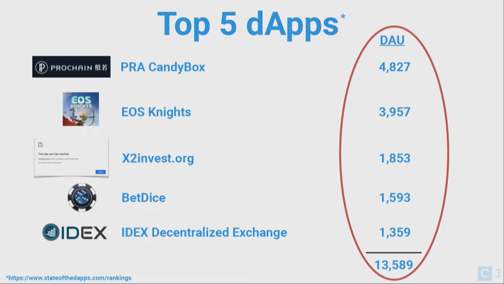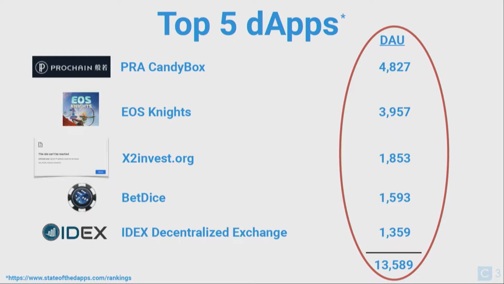Let's look, for example, at the top 5 dApps in the world. In the world. Can you guys see the numbers up here? Let's go through them. There's the top 5. PRA Candy Box, that is a Chinese dApp that incentivizes you to spread the news about other dApps. A dApp for dApps. EOS Nights is a game where you shoot things. X2invest.org says it's a decentralized exchange, but the website doesn't even resolve. BetDice, betting game with dice. And then IDEX is a decentralized exchange trying to help people trade tokens, even though the markets are poor. That's it. These are DAU numbers.